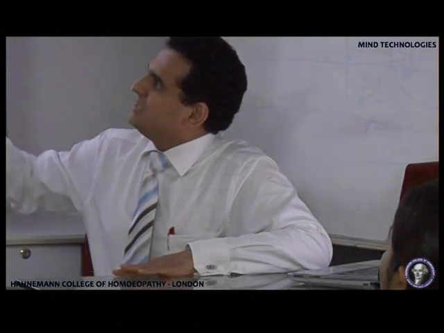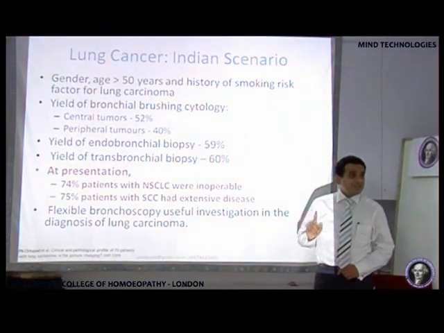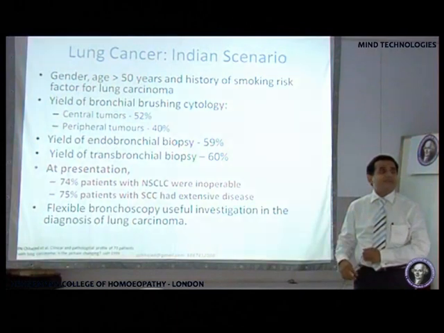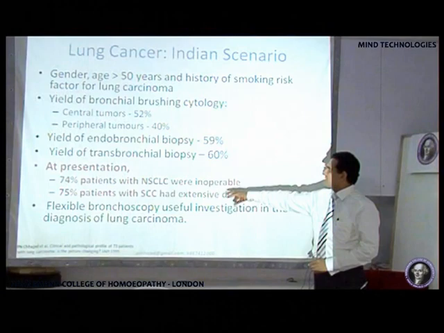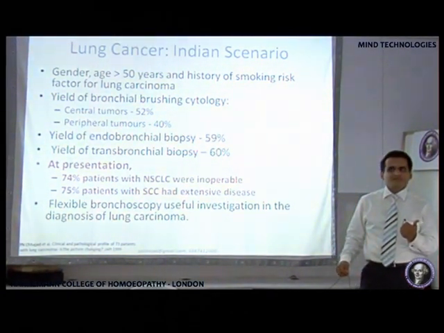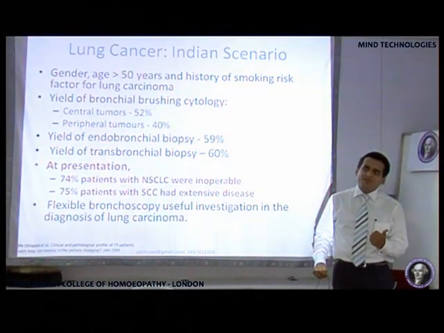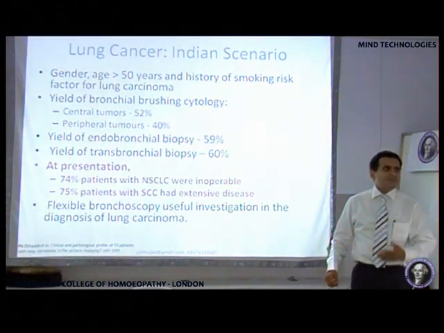Now, lung cancer, I just want to give you a touch of the Indian scenario. This was one of my first publications 10 years ago, done at Siam Hospital. At presentation, 74% of patients with non-small cell lung cancer were inoperable. A significant number, which we have shown in this particular paper, had received anti-TB treatment before the biopsy, before the diagnosis. And in small cell cancer, 75% already had extensive disease. So we are catching only one quarter of patients with cancer which are operable, or in small cell cancer do not have extended or metastatic disease.